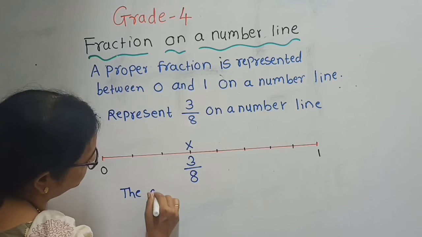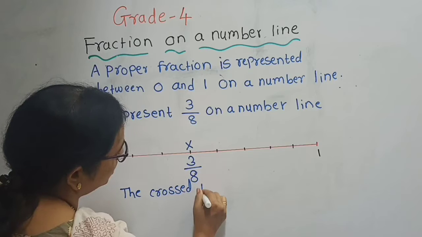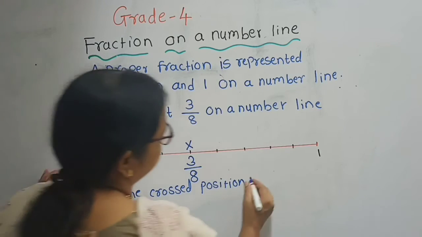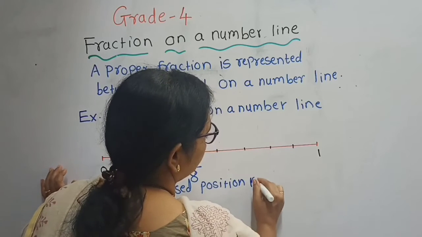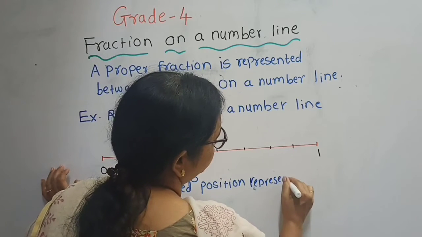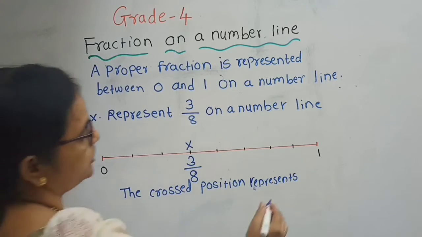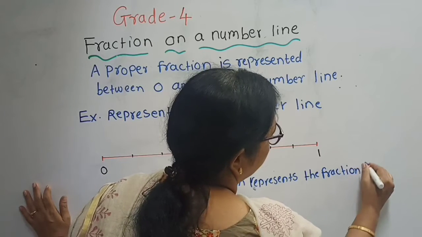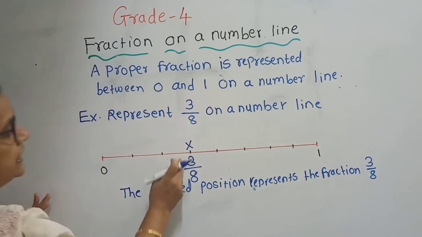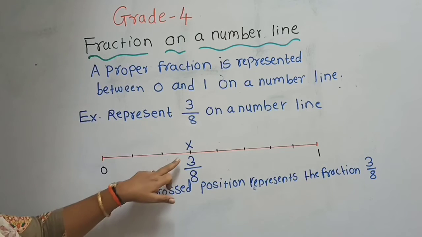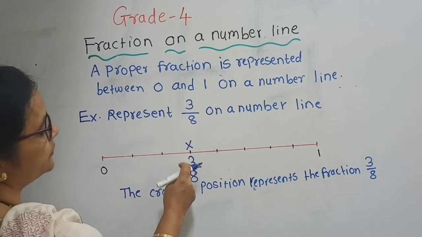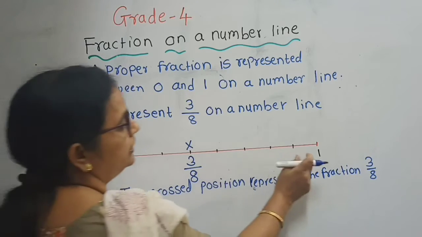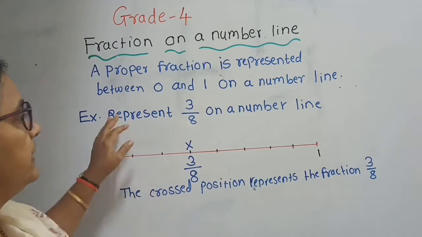This is the cross position. The cross position represents the fraction 3/8. Understand children? This is the fraction 3 upon 8. Here is the cross position. Here is the proper fraction 3 upon 8 on the number line. Understand? Let's see one more example.